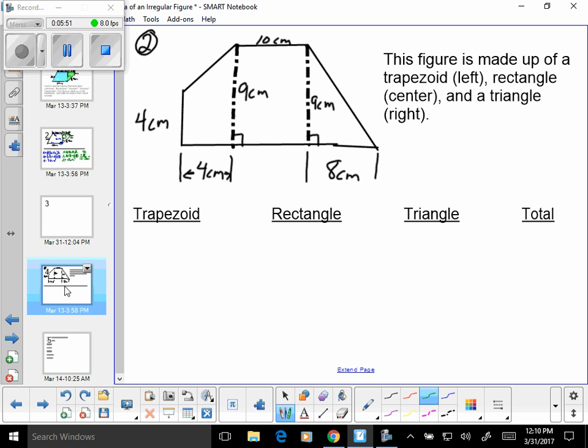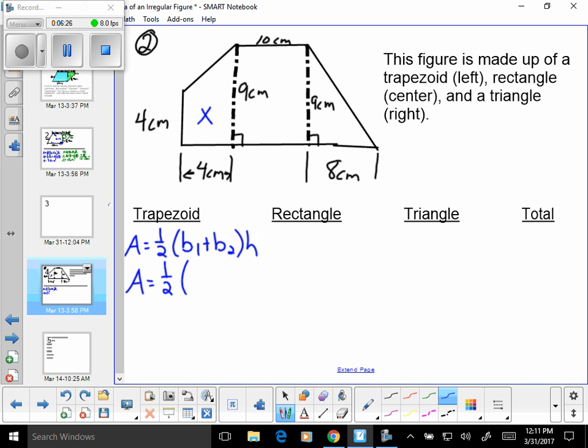Let's look at example 2. Now here again, this one's a little complicated. If you look at it, you have a trapezoid over on the left, you have a rectangle smack in the center, and over on the right you have a triangle. Now I'm just going to work a different color for each section. I'm going to do the trapezoid in blue. Area equals 1/2 b sub 1 plus b sub 2 times h.